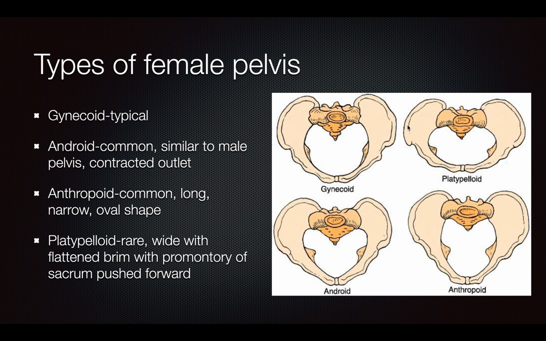The fossa itself will be kind of flattened, and then the promontory of the sacrum, like this, will be pushed forward, so it's going to be more prominent, of course. This is problematic for childbirth because with the strain and the pushing, the sacrum might actually be fractured.